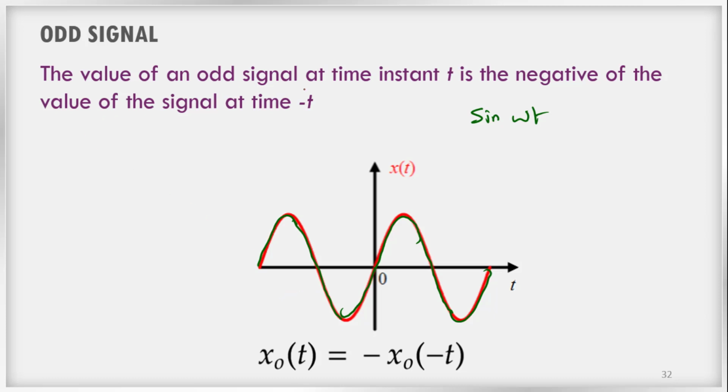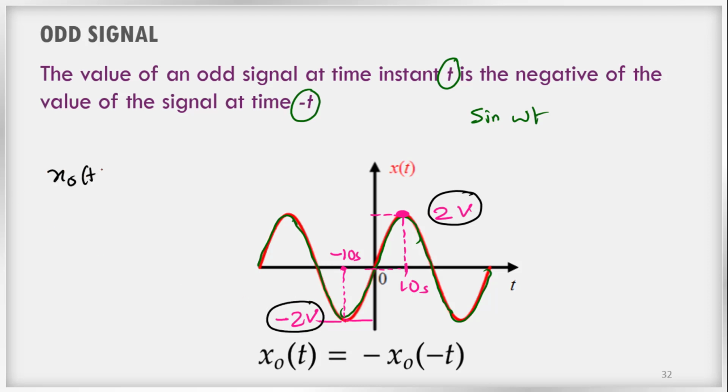So here the value of an odd signal at time instant t is a negative of the value of the signal at time instant minus t. What is the meaning of that? So consider this is 10th second. If I take the value of the signal at 10th second, I will get something around 2 volt here. But if I go to the negative axis and reach minus 10 second, if I select the value at that particular instant, I can see that it is minus 2 volt. It is 2 volt. This is minus 2 volt, right? So we can write x o of t is equal to minus of x o of minus t.